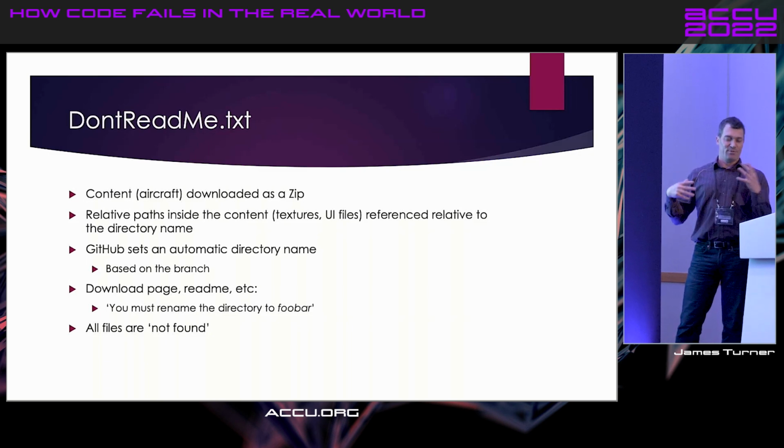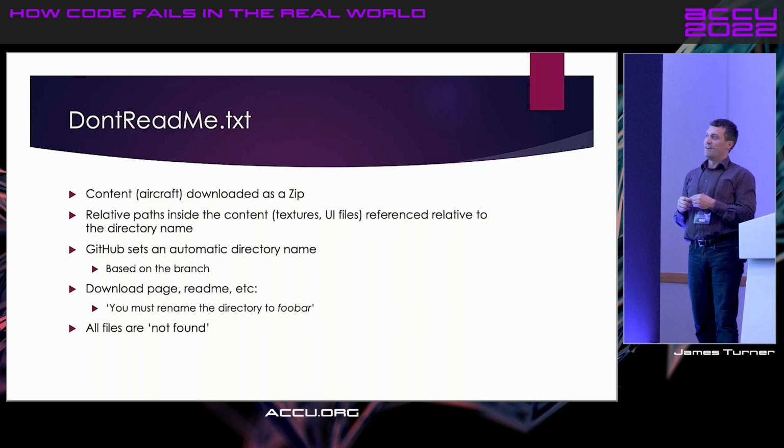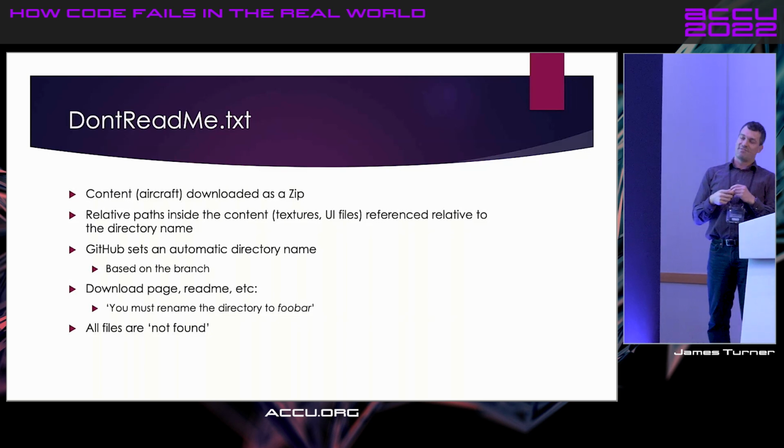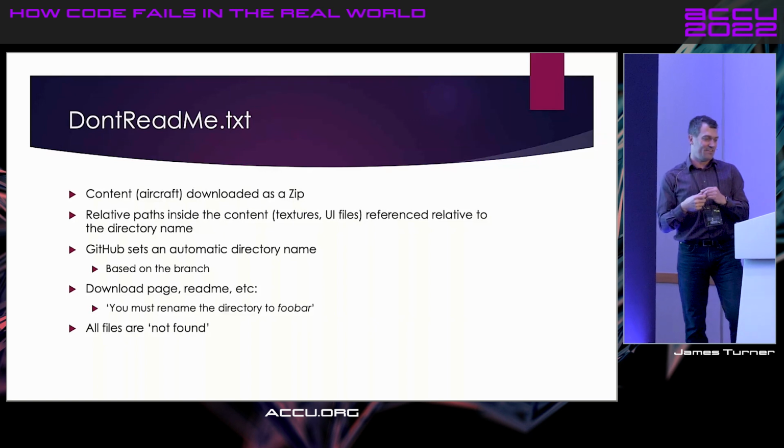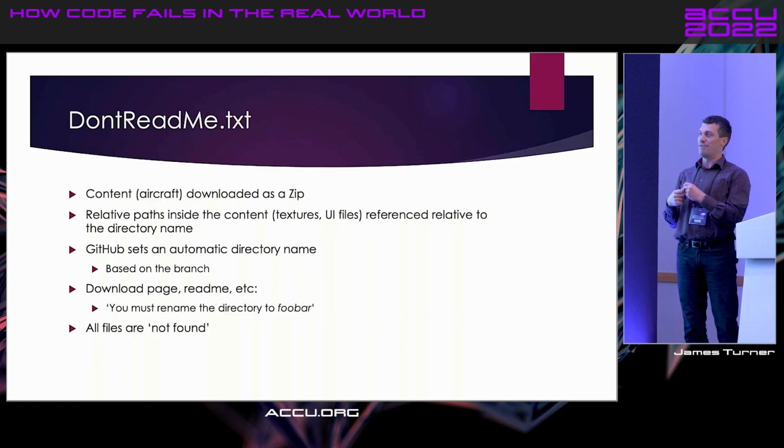A lot of people do their aircraft on GitHub, and you can download a snapshot, as either a zip or a tar.gz, of the current state of a branch. And it sets an automatic directory name, which is based on the branch and is definitely not just the name of the repo.